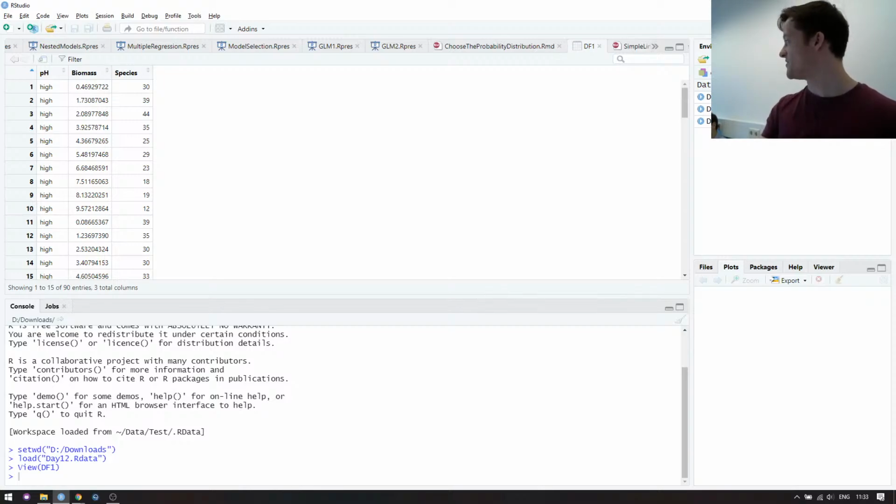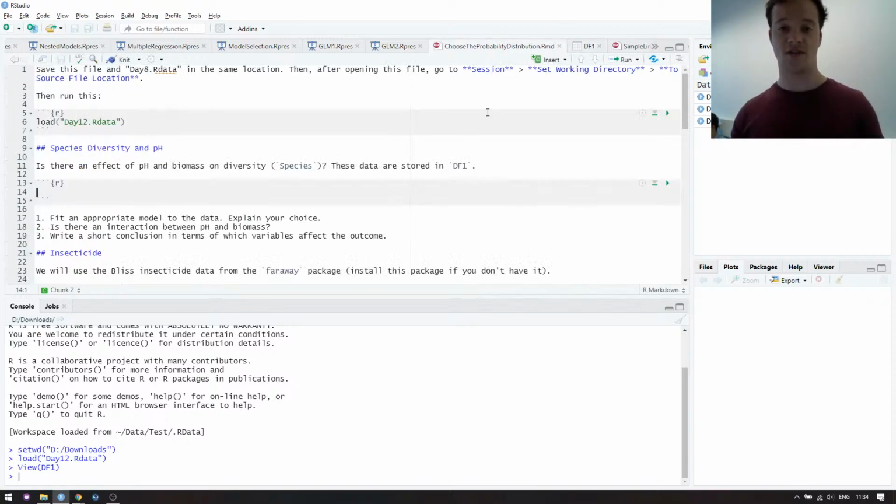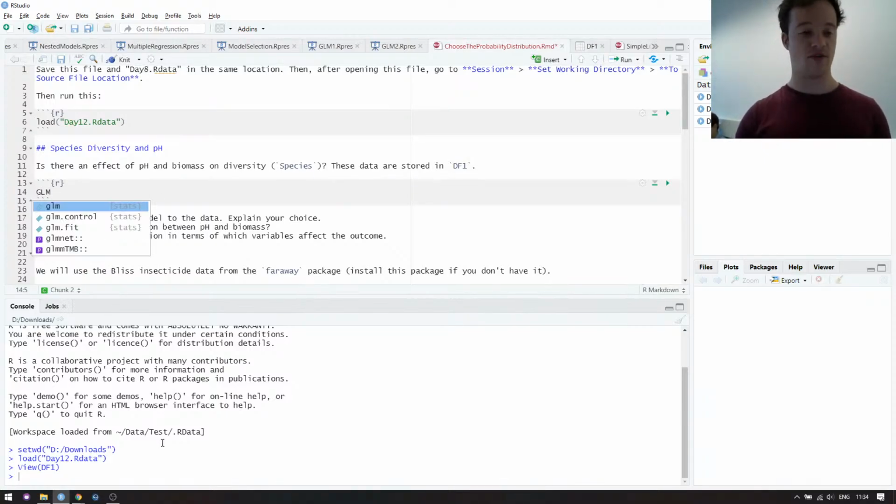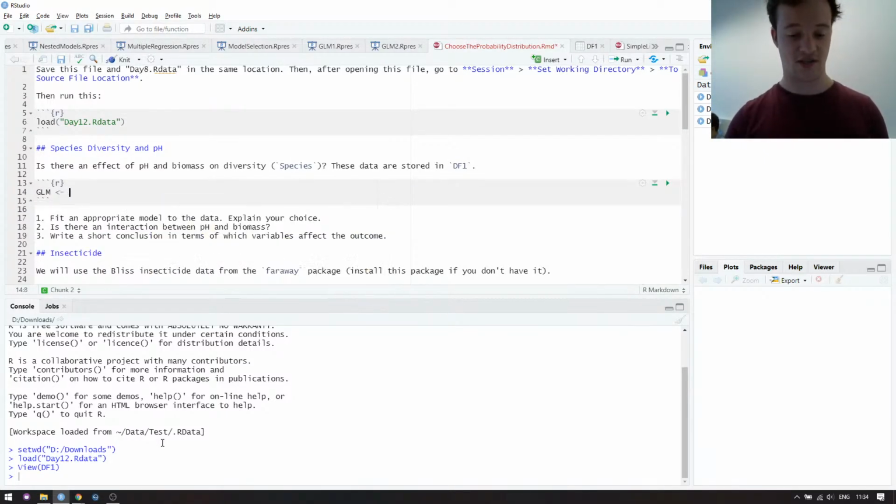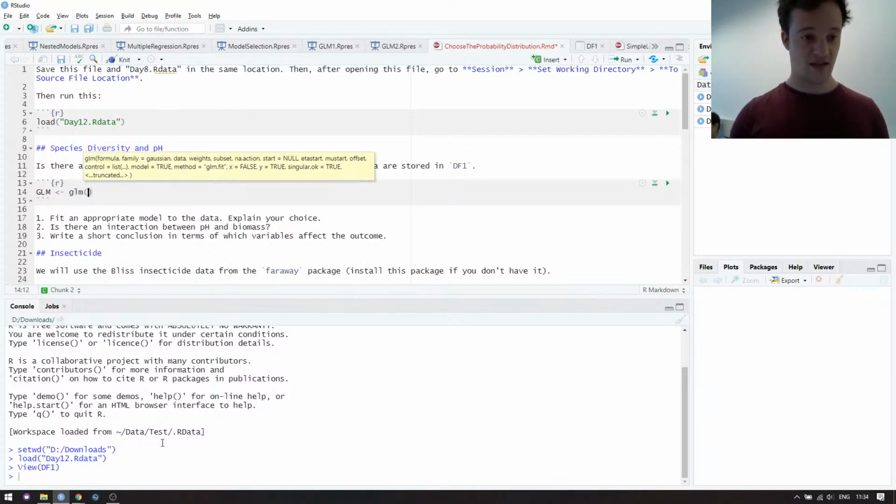Yeah, so that's the probability distribution. The outcome is a count, and the probability distribution would be Poisson. So I'm going to fit a model. I'll give it a name. You can name it whatever you want, but I just call it GLM, so I remember what it is. And then the outcome is species. And then I do tilde.